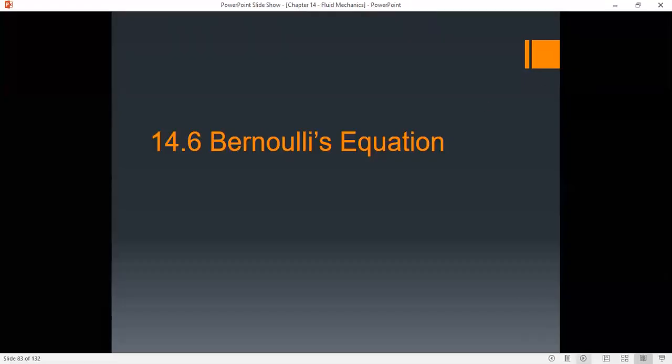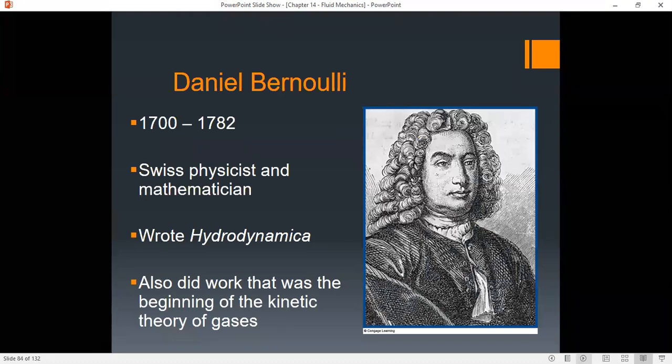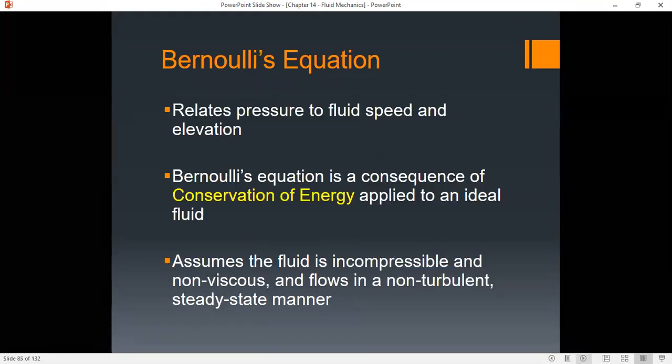Okay, here's the most important part of the chapter, Bernoulli's equation. Now, Daniel Bernoulli was actually one of two brothers who were mathematicians. They lived in the 1700s. They were actually rivals to Sir Isaac Newton. Daniel Bernoulli wrote an important book called Hydrodynamica. He also did some work with the kinetic theory of gases. So not as famous as Newton, but certainly made some very, very important discoveries.